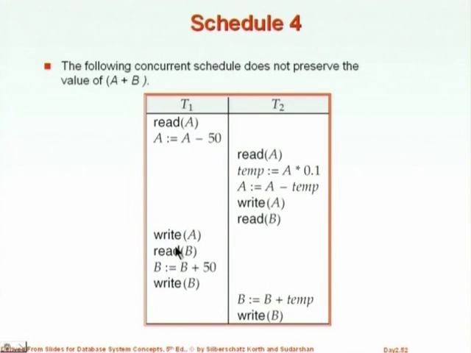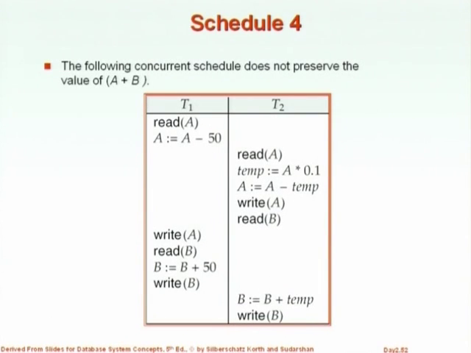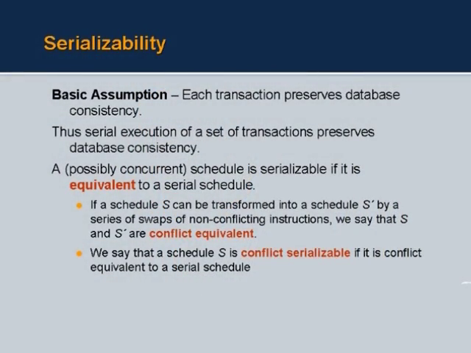How do you do this? How do you recognize that this schedule is safe, but this one is not? How do you recognize it? And how do you ensure that only safe schedules are executed? That's the job of the concurrency control component. So here are a few concepts.